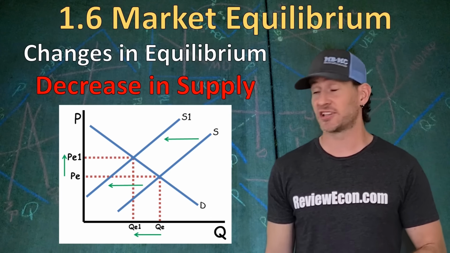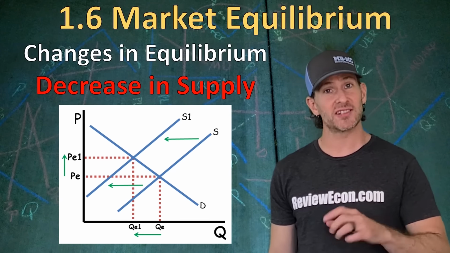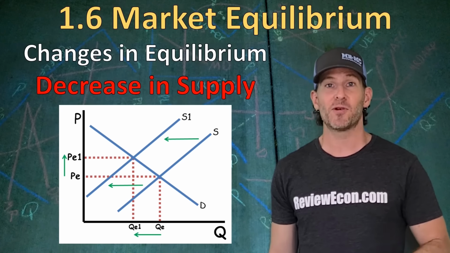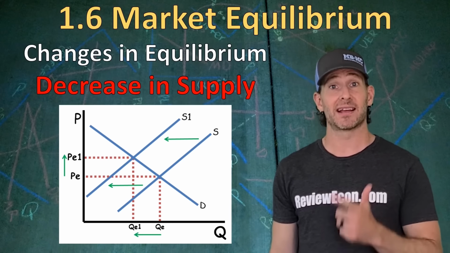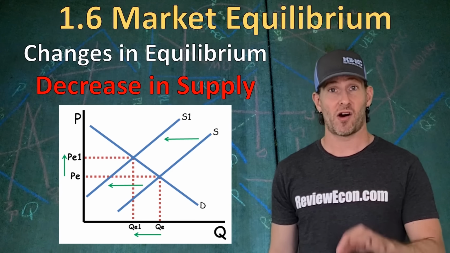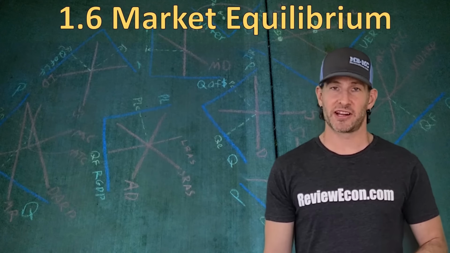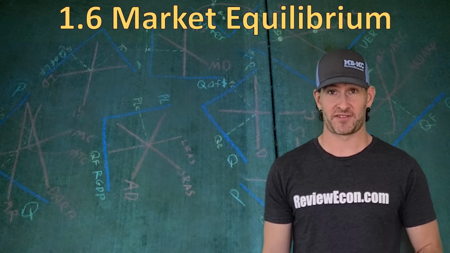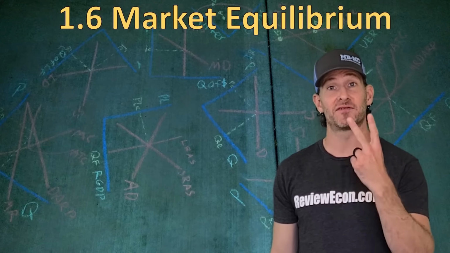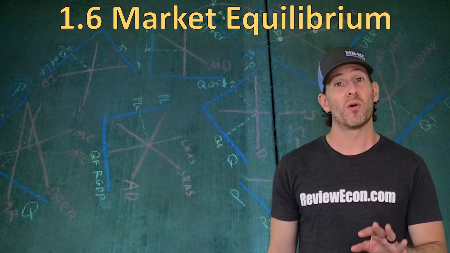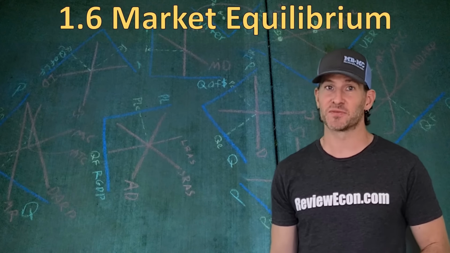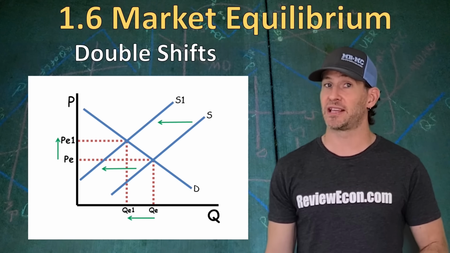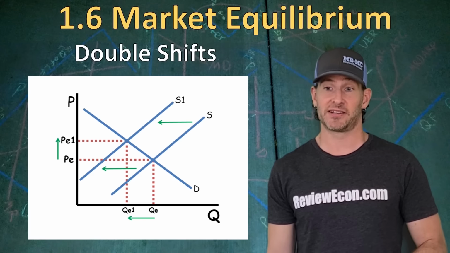Now, I don't suggest you memorize all these shifts. Just when in doubt, graph it out. Sketch out your little graph and see what happens to equilibrium price and equilibrium quantity on your paper. Most of the time when you get a question, one variable will change and one curve will shift. Occasionally, you could have two variables change. When that occurs, it is possible you could have two curves shifting. Double shifts get a little bit tricky because one of the axes will be indeterminate.